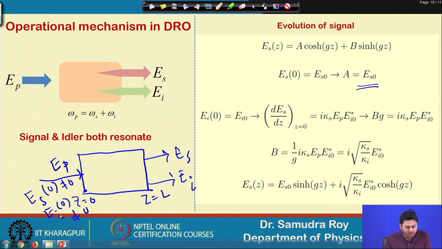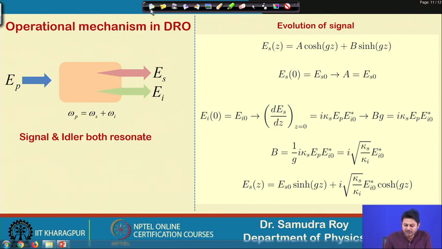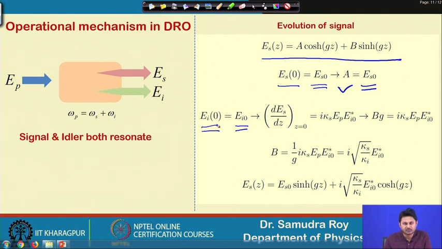Since E s and E I are both non-zero at the z equal to 0 point, the form of the solution is slightly different from what we achieved in our previous class. So here we will calculate in detail. So this is my solution. Boundary condition E s at z equal to 0 suggests that it is equal to E s 0, which is equal to A, and this is my E s 0. This is first. Second thing is E I 0. That means at z equal to 0, the value of the idler field is E I 0.